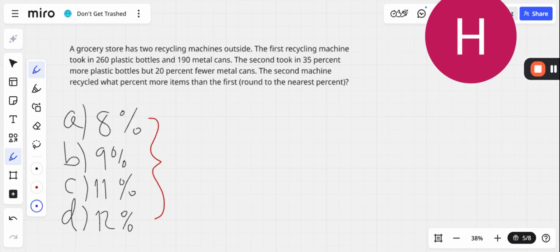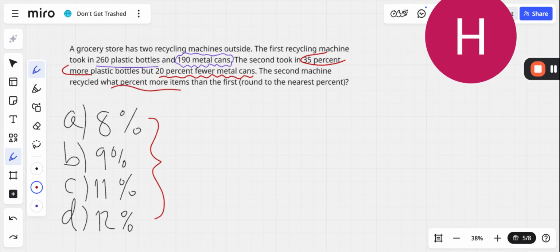So we have a grocery store with two recycling machines. The first recycling machine took in 260 plastic bottles and 190 metal cans. The second one took in 35% more plastic bottles and 20% fewer metal cans. Okay. The second machine recycled what percent more items than the first?